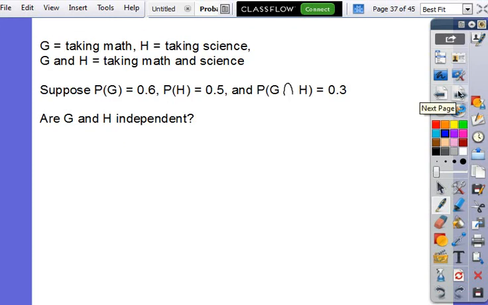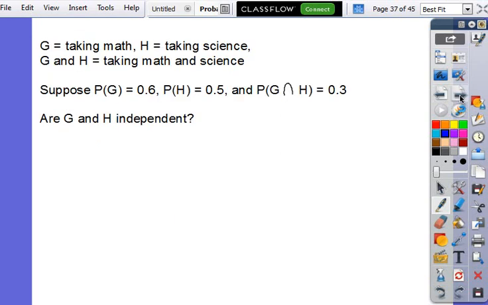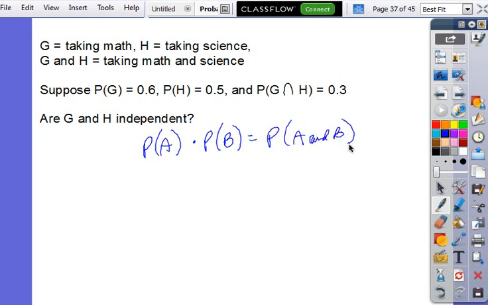All right. It tells me that G is going to stand for taking math, H is for taking science, G and H taking math and science at the same time. Then it gives me the probability of each one. In order for me to show that it's independent, I've got to show one of these things right here. Right? If it gives me all 3 parts, all I'm going to check is the first one times the second one equal to the and part. Well, I don't have A's and B's, I've got G and H, but I do it the same way. This G is my A, so that's 0.6.